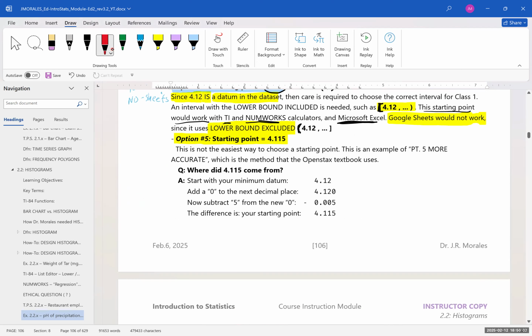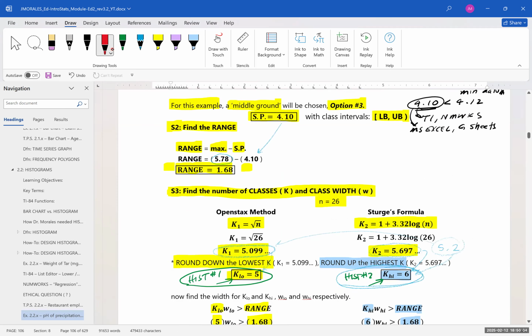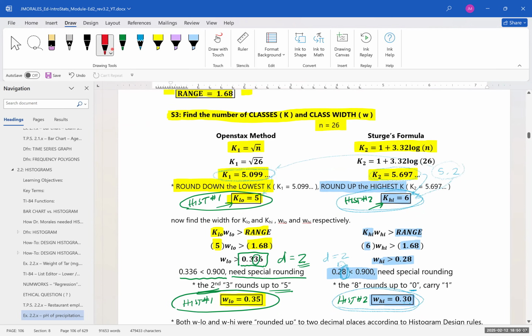The second reason why this was instructive was to give an example of what happens when you have a width that's really small, right? When you have a width of 0.336, a width that's less than 0.9, how do you round it? Well, you have to remember what the maximum number of decimal places was in your data and go to that decimal place in your width and round it up. And in this case, we would round it up to 5. And so that gives us this width here.